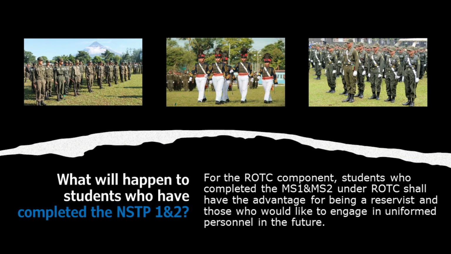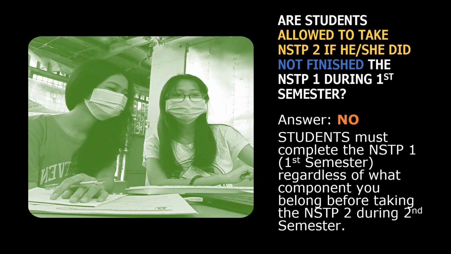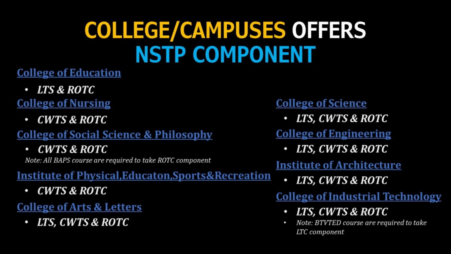For the Reserve Officers Training Corps, students who complete Military Science 1 and 2 shall have the advantage of being a reservist and those who would like to engage in uniformed service. Now, here are some of the frequently asked questions. Are students allowed to take NSTP 2 if he or she did not finish NSTP 1 during the first semester? The answer is no. Students must complete NSTP 1, regardless of the component they belong to, before taking NSTP 2 during the second semester.